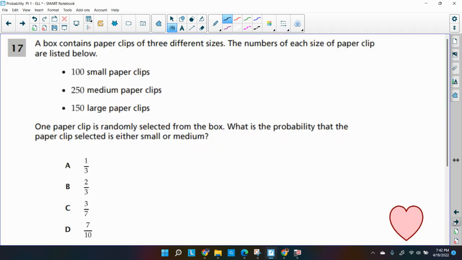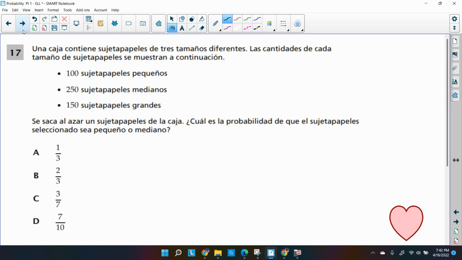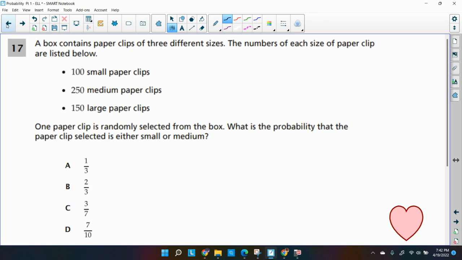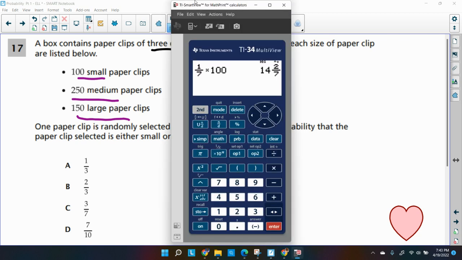Let's keep moving. All right, here's a state question. Let me just show it in Espanol for a second. So there it is for you guys to read, and it's about some paper clips. So let's go back. A box contains paper clips of 3 different sizes. The numbers of each size paperclip is listed below. So here we got small paper clips, 100 of them, 250 medium paper clips, and 150 large paper clips.